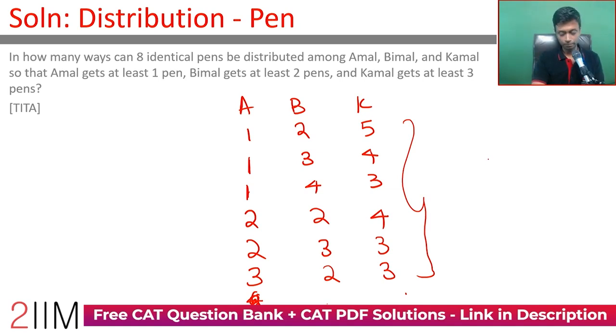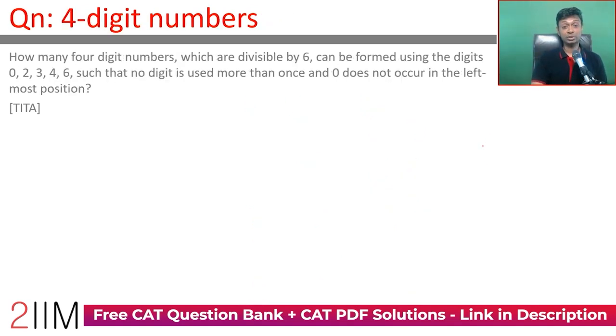Both work, obviously. How many 4-digit numbers which are divisible by 6 can be formed using the digits 0, 2, 3, 4, 6, such that no digit is used more than once and 0 does not occur in the leftmost position? We're looking at 4-digit numbers. Fine. So there are 5 digits here. Out of these 5, 1 should be left out.